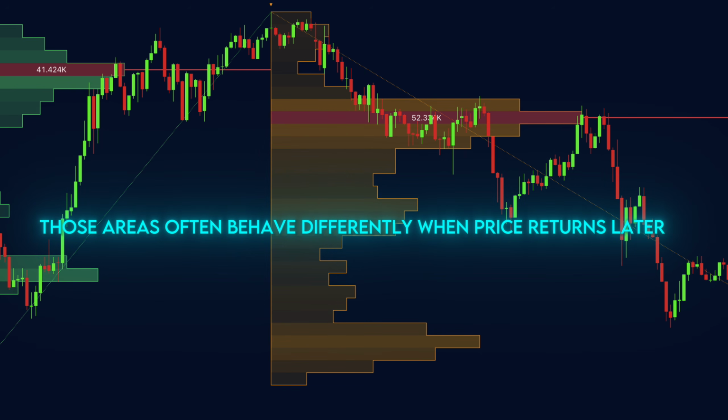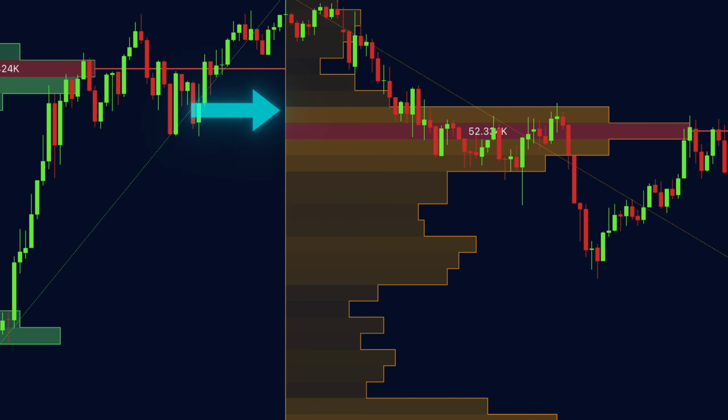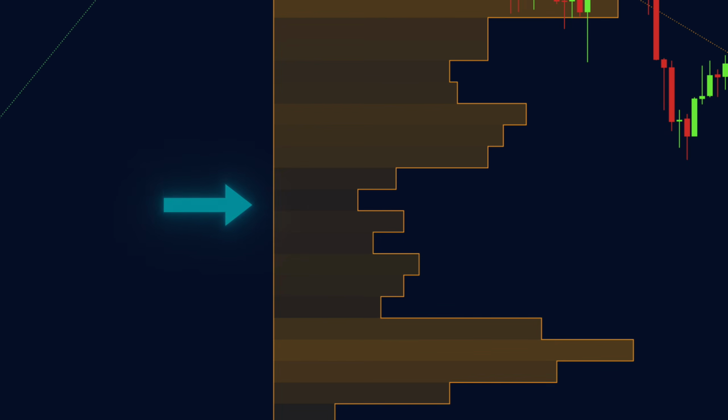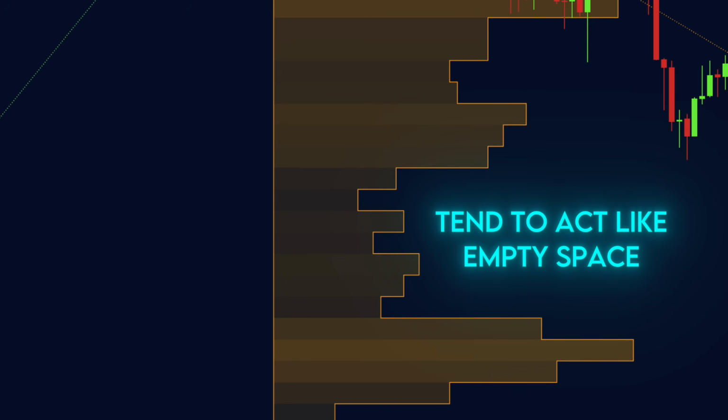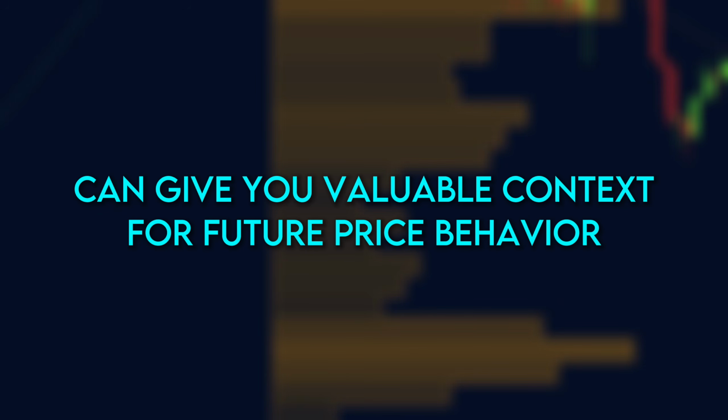Those areas often behave differently when price returns later. Price tends to slow down or react near high volume zones because traders previously committed orders there. Low volume areas, on the other hand, tend to act like empty space where price can move quickly again. That's why understanding the internal structure of a swing can give you valuable context for future price behavior.